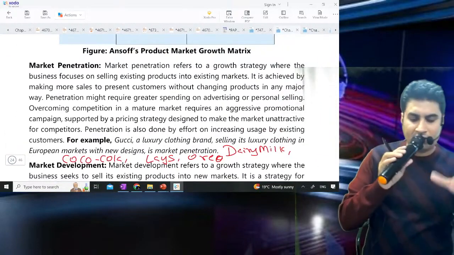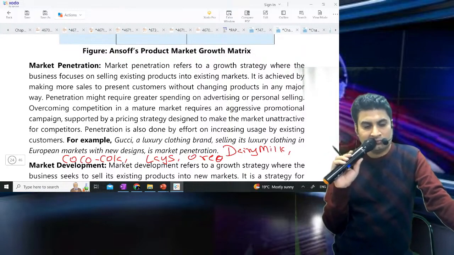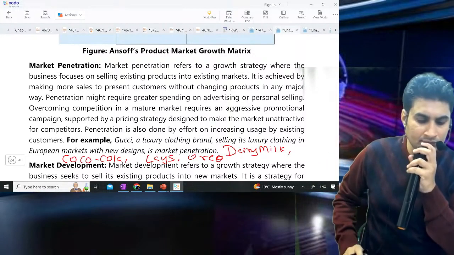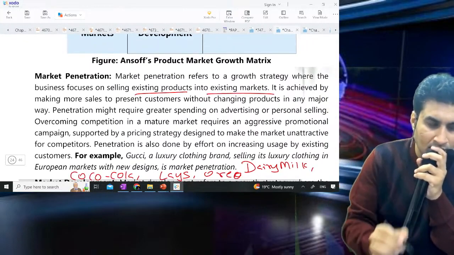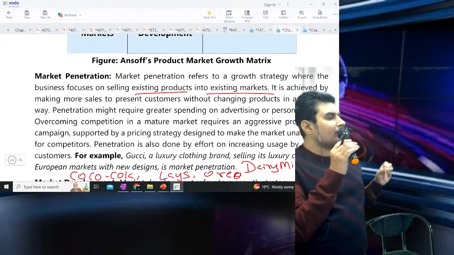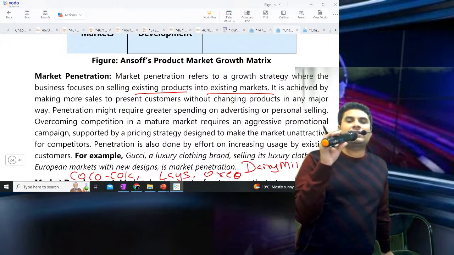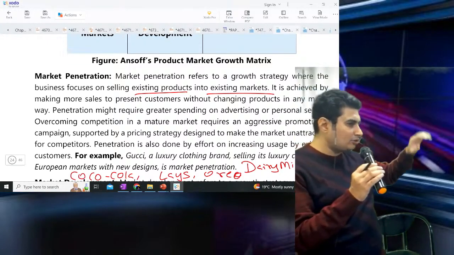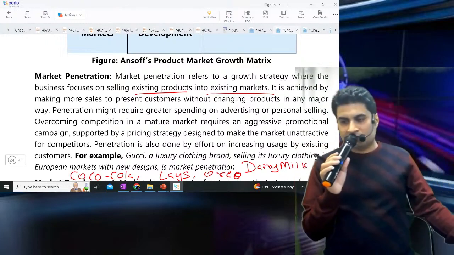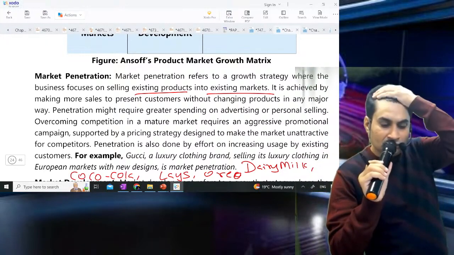Market penetration. Read. Market penetration refers to a growth strategy where the business focuses on selling existing products into existing markets. Underline two words: same product, same market. Existing product, existing market. Only this much is relevant. Because you are English medium, even if you read this much, you can write one more. It is achieved by making more sales to present customers without changing products in any major way.